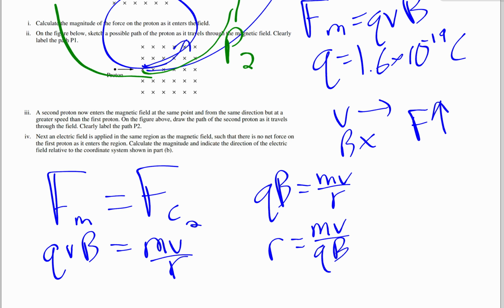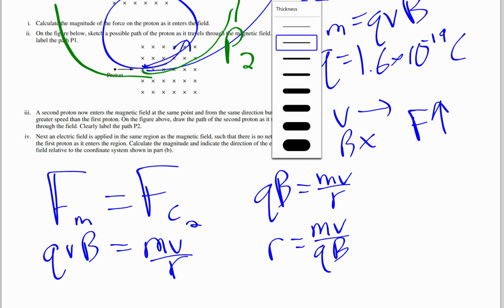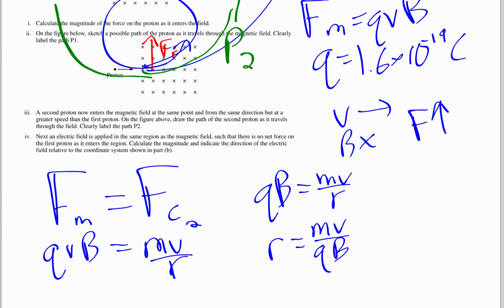All right, last part. Next, an electric field is applied to the same region as the magnetic field such that there's no net force on the proton. Calculate the magnitude and indicate the direction of the electric field on the coordinate system. So on the proton, we have an Fm that's pointing up, so we need an Fe that's pointing down. And they need to be equal to each other, so there's no net force. So we have Fe equals Fm.